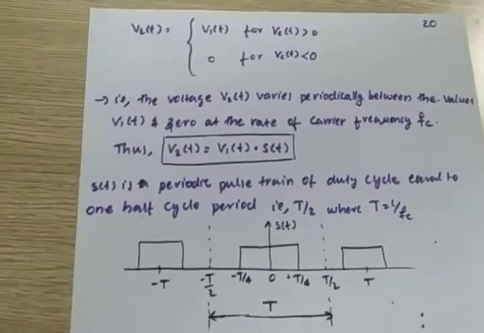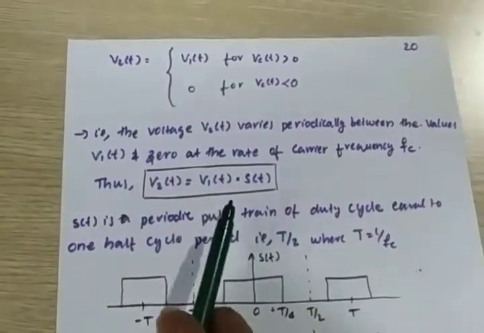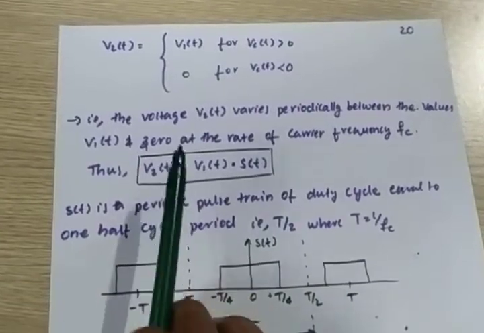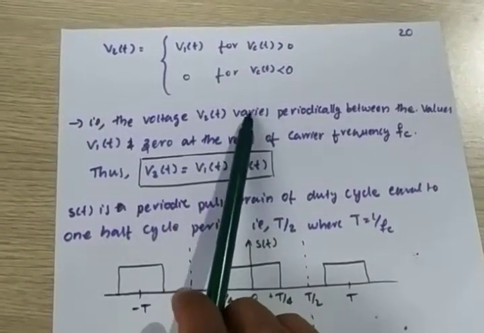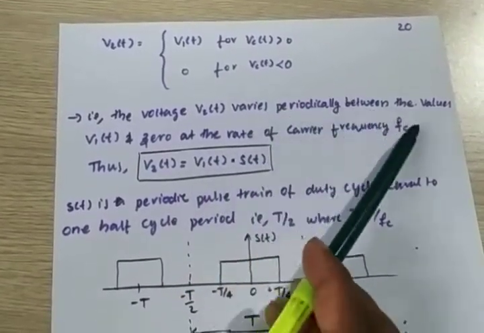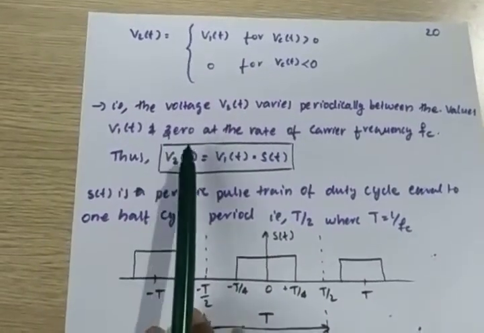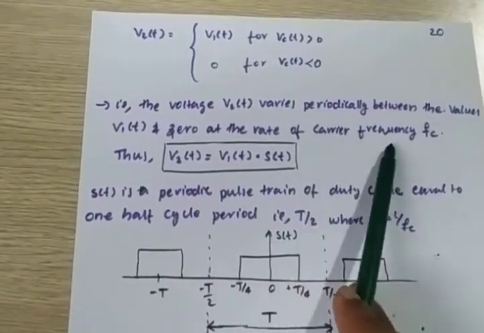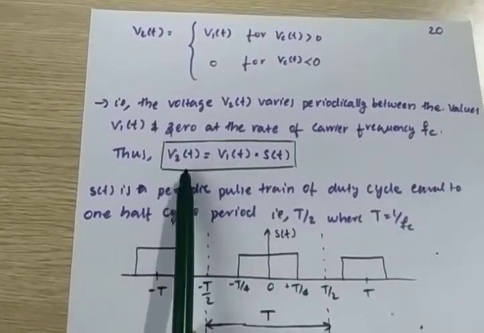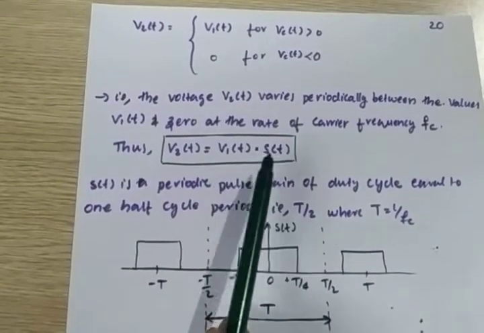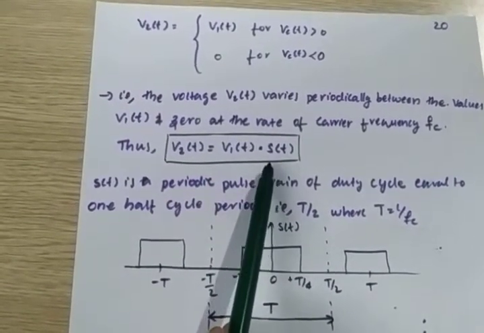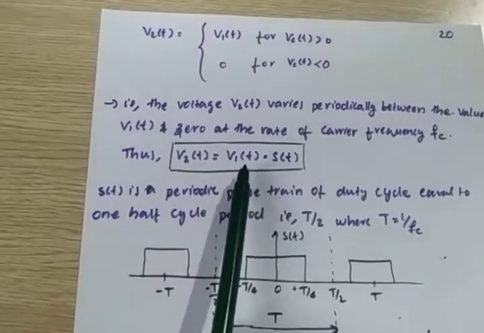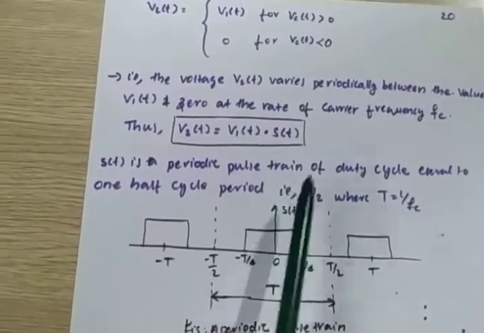Now, indirectly നമുക്ക് എന്ത് പറയാം? That is, the voltage v2(t) varies periodically between the values v1(t) and 0 at the rate of carrier frequency fc. Thus v2(t) equal to v1(t) into s(t). Okay, so v2(t) എന്ന് പറഞ്ഞാൽ നമുക്ക് ഇനി v1(t) into s(t) എന്ന് indirectly you can write. What is s(t)?